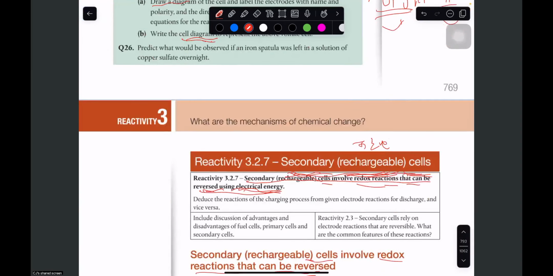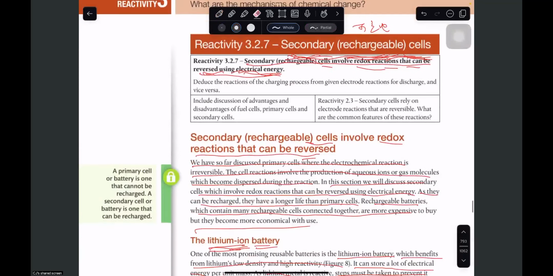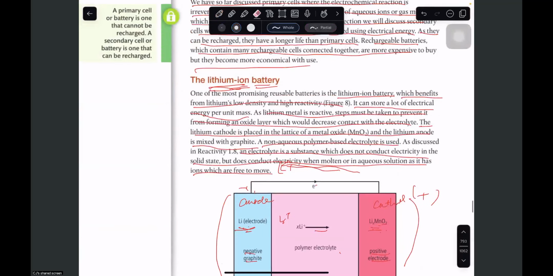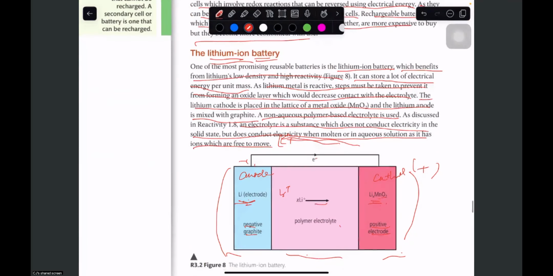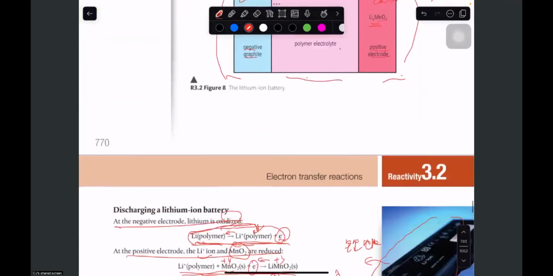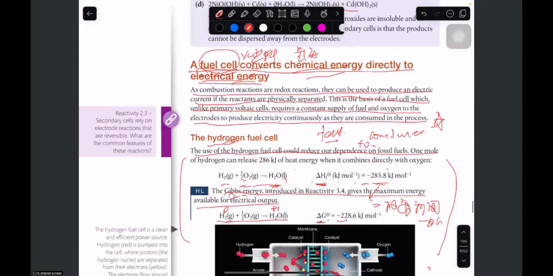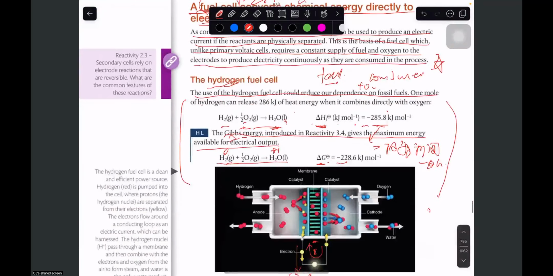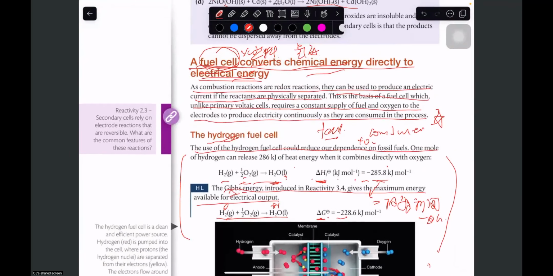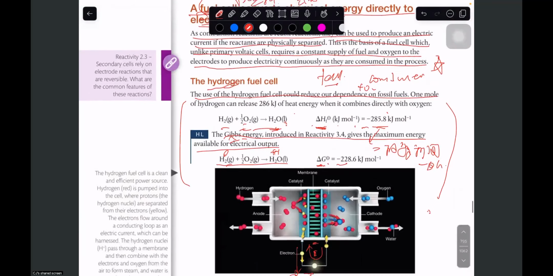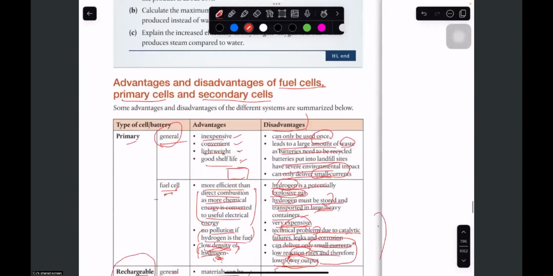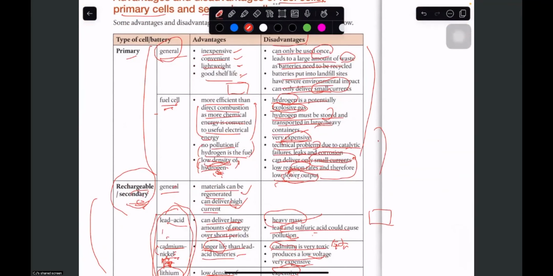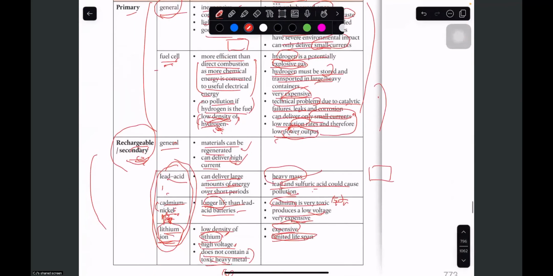And there are the secondary cells. Secondary cells mean the rechargeable cells, right? The example is the lithium ion battery. We use it in computers or any electric devices. And the third one is the fuel cell. These two kinds of cells, you just need to know them. You don't need to grasp the detailed knowledge of them. Okay, here's a comparison between the two types of cells.